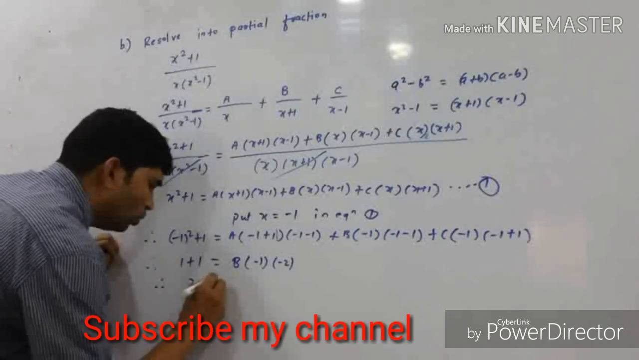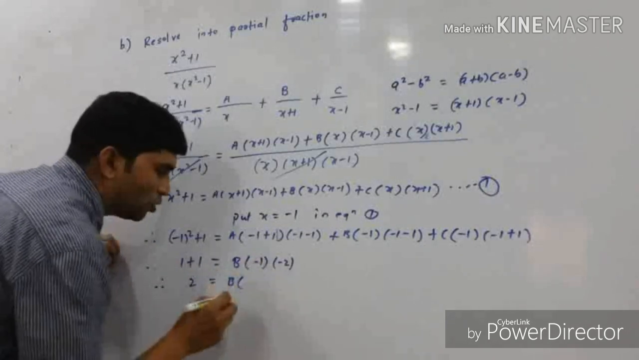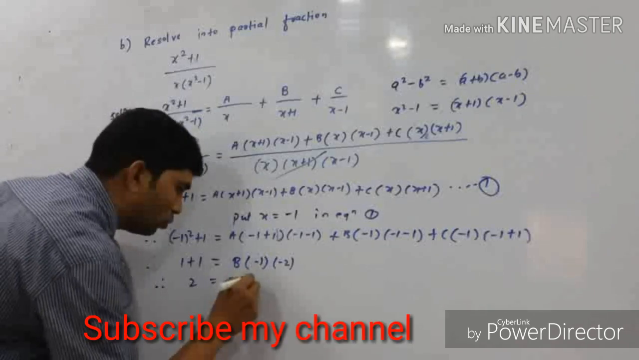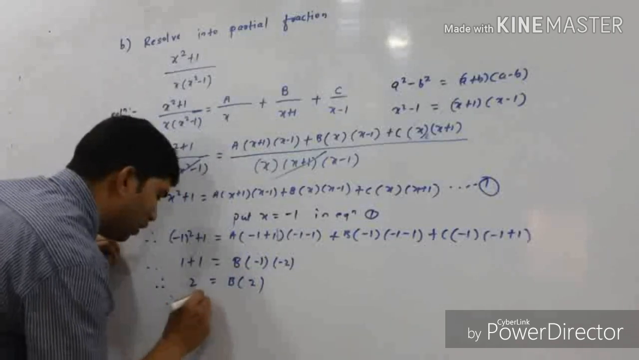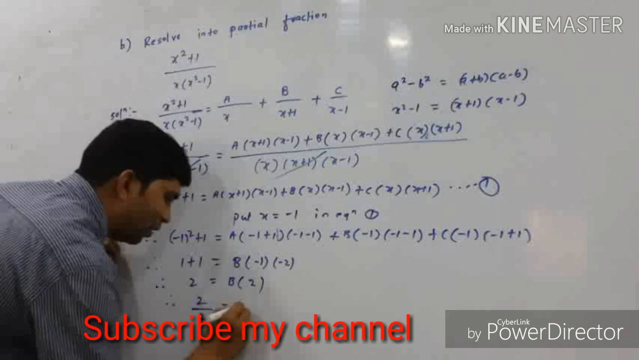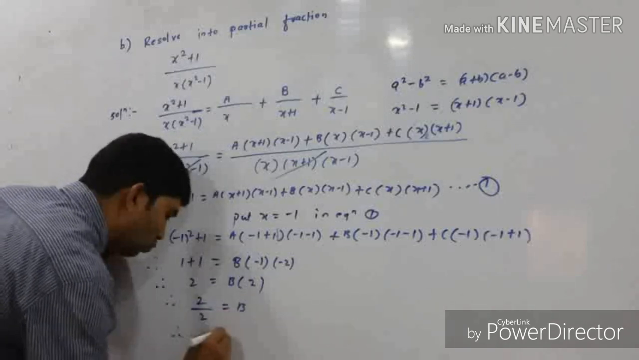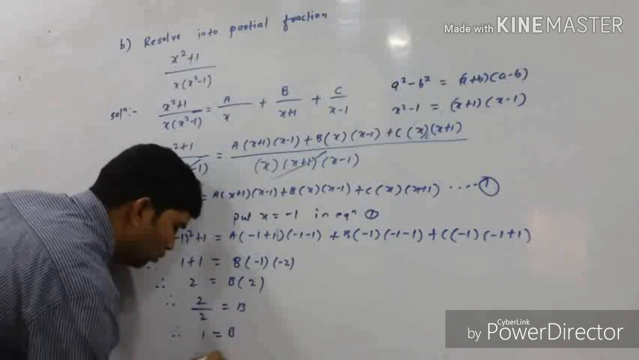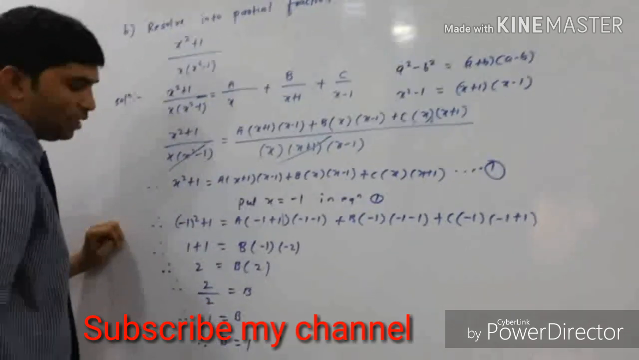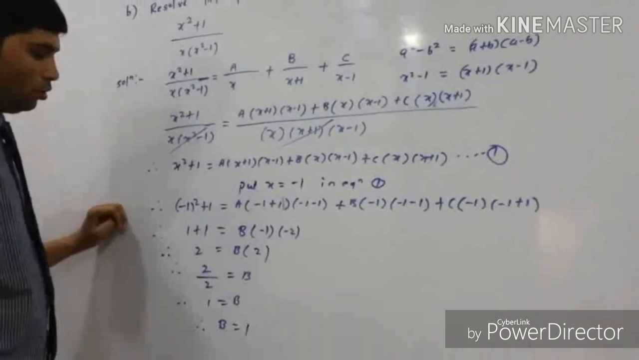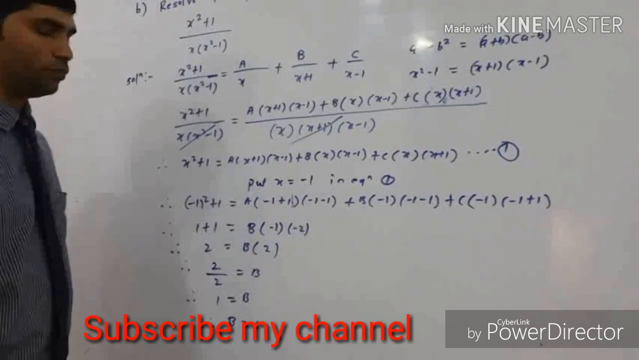So we get 2 is equal to b into minus 2 into minus 1, that is 2 ones are 2, plus 2, and here 2 upon 2 we get b, 2 by 2 is equal to 1. So b is equal to 1. So we get b here.